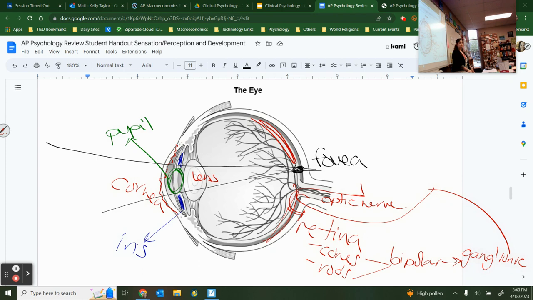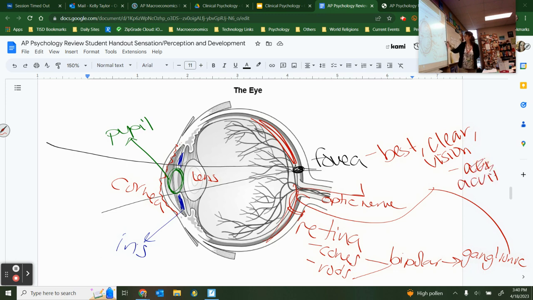What gets the light first, the fovea or the retina? Well, the fovea is just a part of the retina. It's a particular part right above the optic nerve where your cones are centralized. That's where your best vision is, the most clear vision. The term for that is high acuity. Acuity means clear vision.